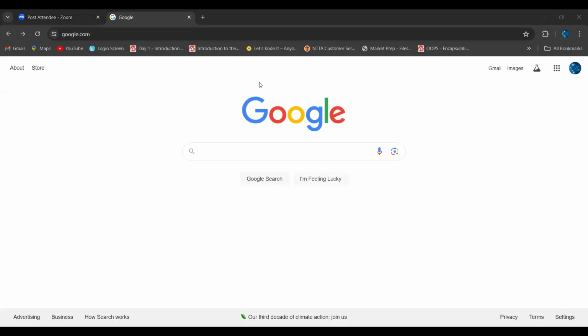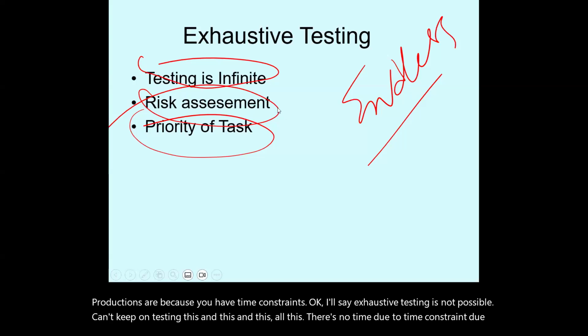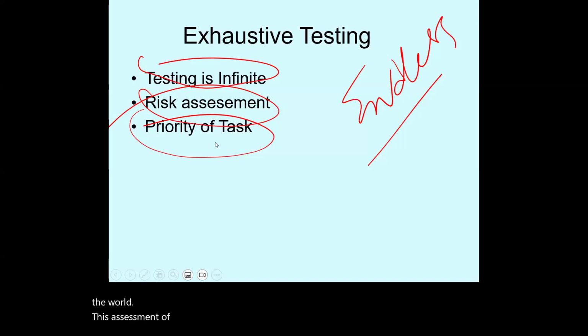Okay, I'll say exhaustive testing is not possible. I can't keep on testing this and this and this and this. There's no time due to time constraints. Build the assessment of what you want to test, then prioritize it, then hit the production server.